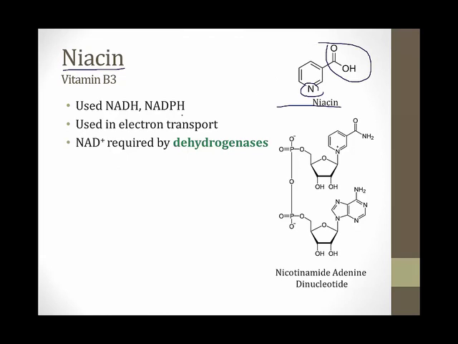Niacin is very important for synthesis of NADH and NADPH. NADH is nicotinamide adenine dinucleotide, and it contains a modified version of the niacin vitamin. NADH, you may know, is important for electron transport, and NAD+ is required by the dehydrogenase complex enzymes.